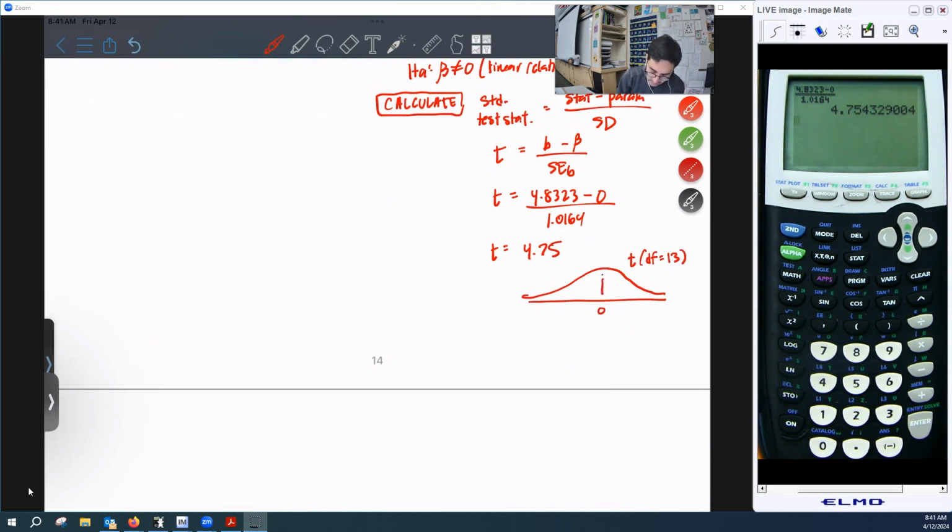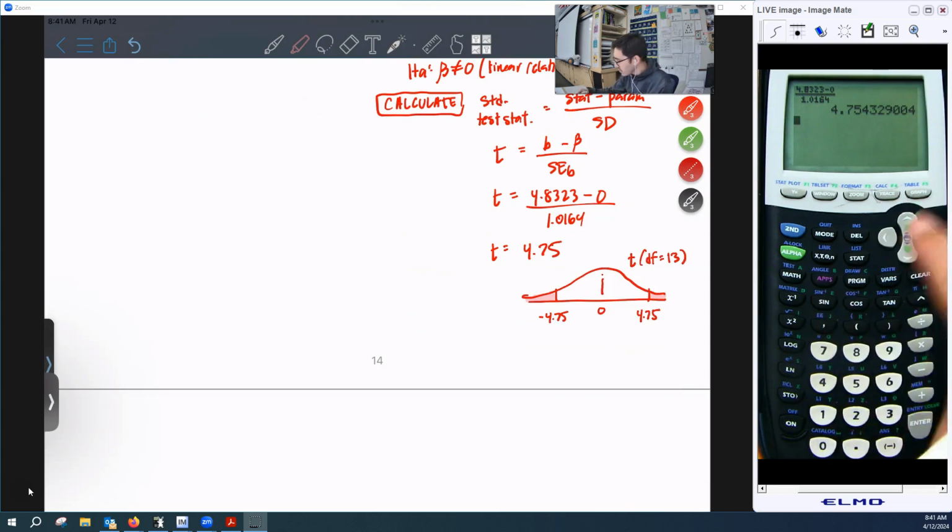All right, centered at 0. Okay, 4.75 is going to be out there. Remember, this is a two-sided test, so we're actually going to find the area in both tails. So to the right of positive 4.75 and to the left of negative 4.75.